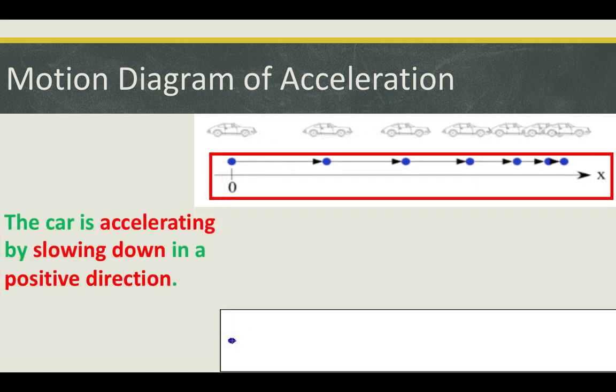So the next one shows a car that's accelerating or slowing down in the positive direction. It begins at this position, moves in the positive direction, but it's covering shorter distances in each equal time interval. So if something moves a shorter distance, then we know that it's slowing down. So this car is slowing down in the positive direction.